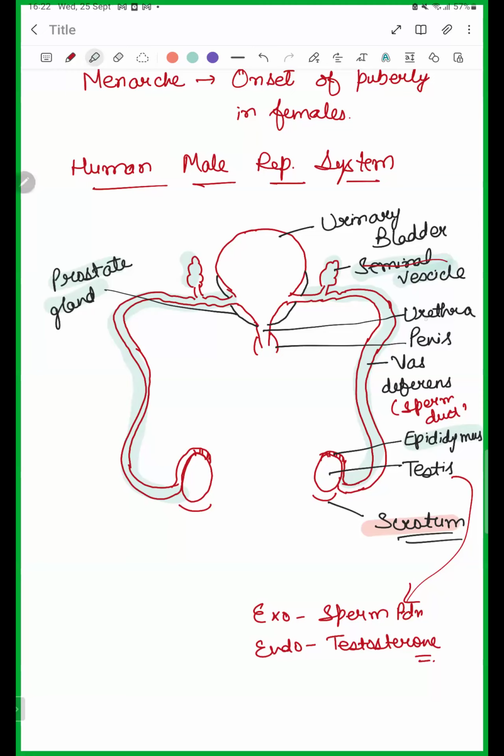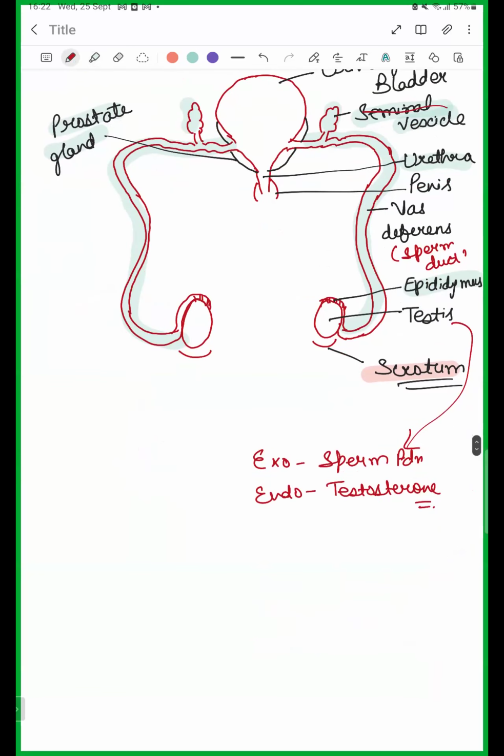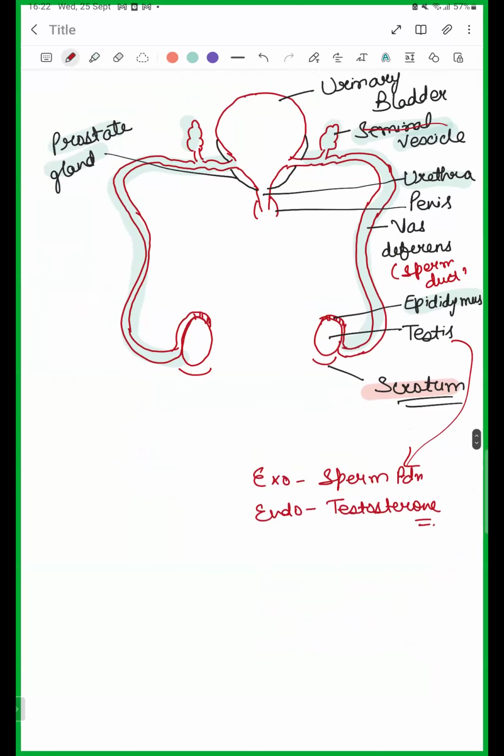Next is the urethra. The urethra is a common passage for carrying urine as well as semen. Semen is the secretion secreted by the seminal vesicle and the prostate gland, along with the sperm. So the male reproductive system is completely called the urinogenital system, because it's a common passage for urine as well as the germ cells. Next is the penis, the male copulatory organ.